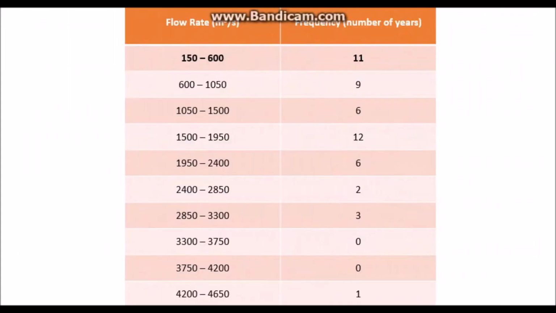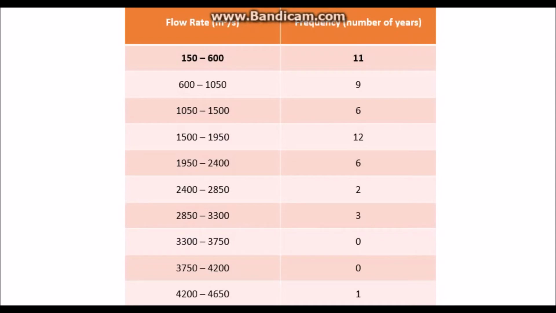Now, ideally, we should have some intervals for all of our data. It should be fairly reasonably spaced apart. So that's what I've done over here. It's about 450 off on each step. And we're just going to do the second one together so that you can see where the numbers come from. So 600 to 1050 meters cubed per second. We should find 9 of them.